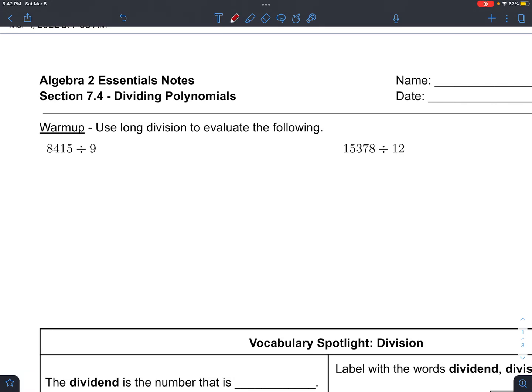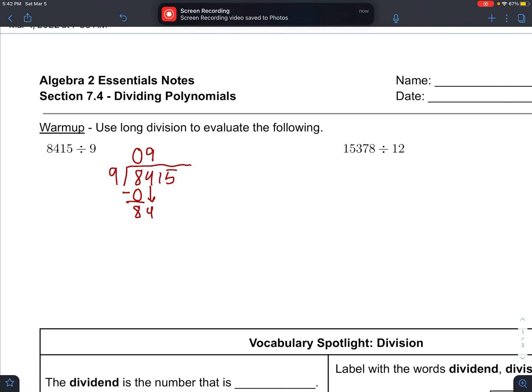Guys, remember how to long divide? Let me show you. Remember you asked the question, how many times does 9 go into 8? And you'd say 0. And then you'd multiply, subtract, bring down. And then you'd keep repeating this process.